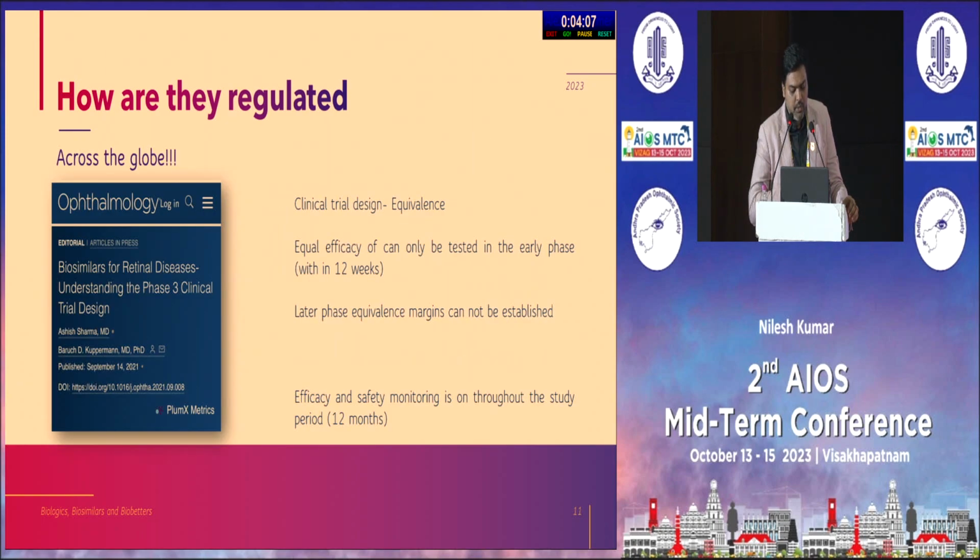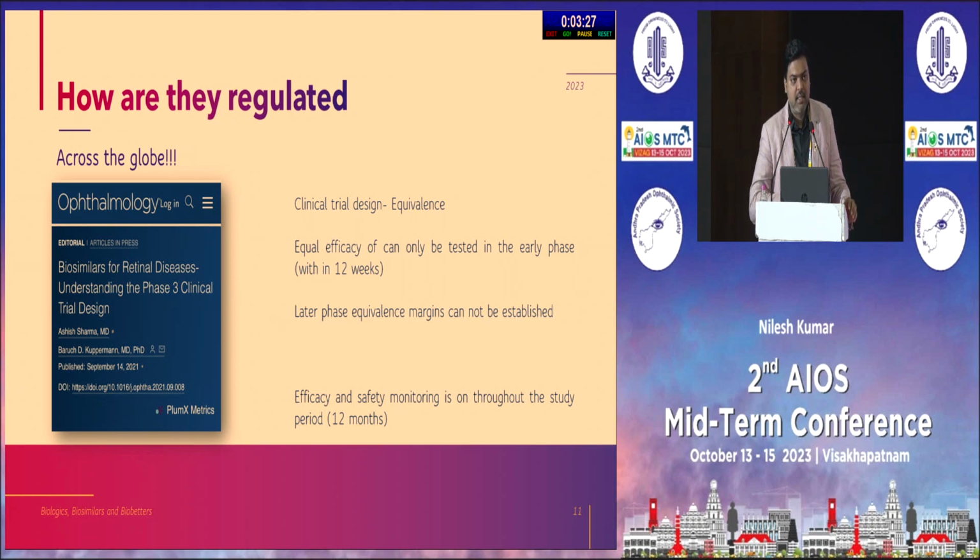There is a big concern across the globe that only 3 months of data is taken before the drug is approved as a biosimilar, and that might make it cheaper and might make it unsafe. But the clinical trial design is for equivalence, and equivalence can be proven in 12 weeks, not more than 12 weeks. As we go ahead, the equivalence might differ. So in the first 12 weeks only, we have to prove the equivalence, but efficacy monitoring and safety monitoring go on for 1 year. So the trial runs for 1 year, but equivalence is taken at the 12-week endpoint.